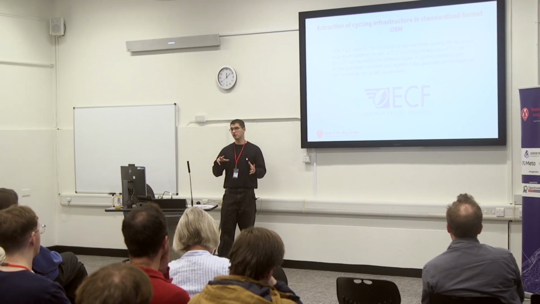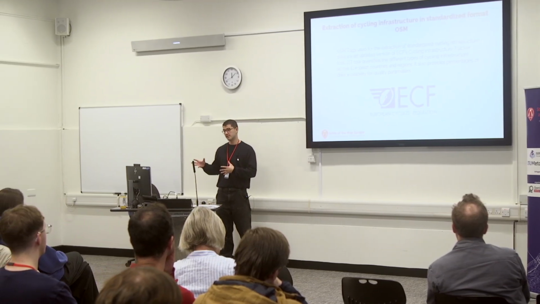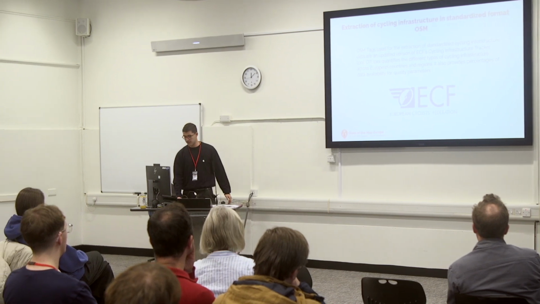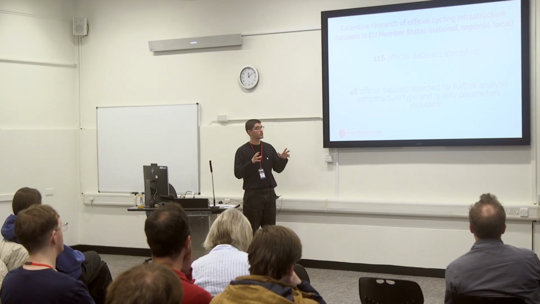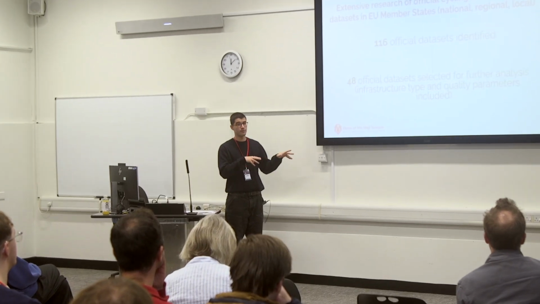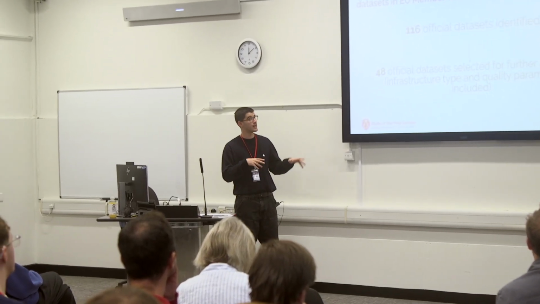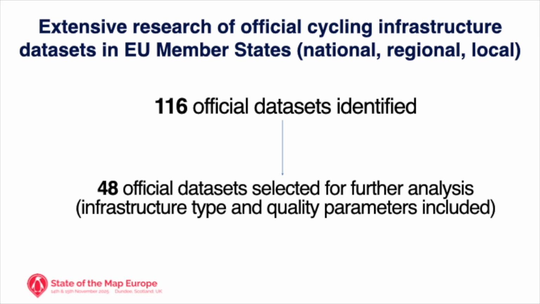But right now we have also to extract the cycling infrastructure from the official datasets. So what we did, we have to do an extensive research of official cycle infrastructure datasets across the EU member states. And I'm speaking only for EU member states because it was a funded project from DG Move. It is called Cycling Counts. And for this project, we have identified, yes, indeed, 116 official cycling infrastructure datasets.